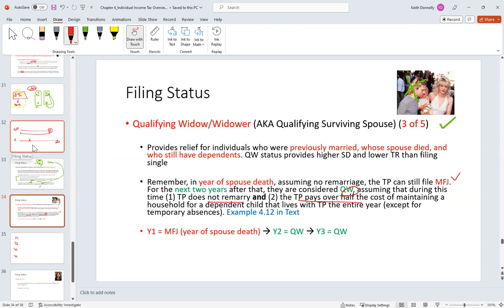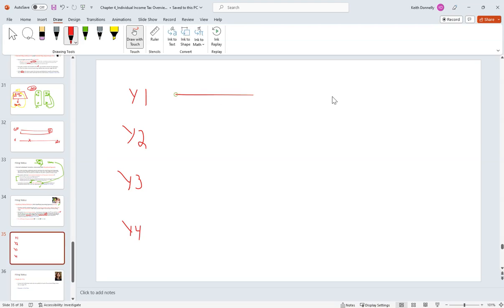So the idea with this is, year 1, your spouse dies, right? We said the exception to the general rule here is the end of the year. You're not married, but your spouse dies. The year of death, you're MFJ.